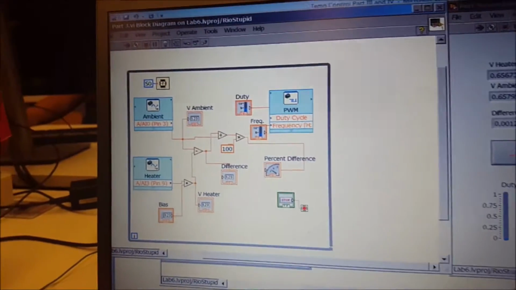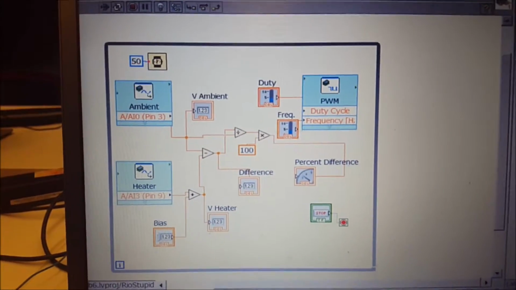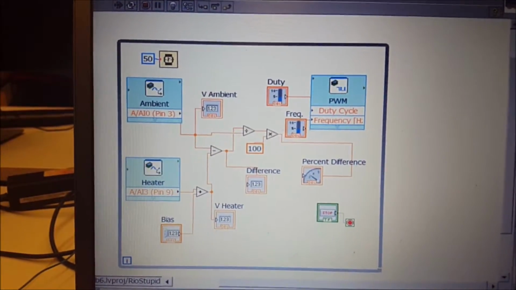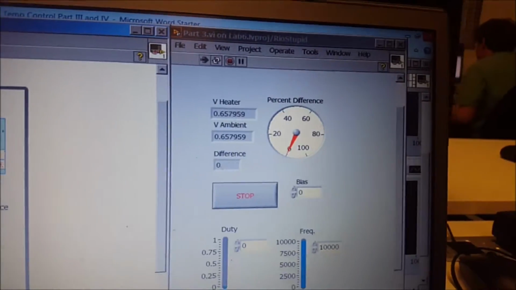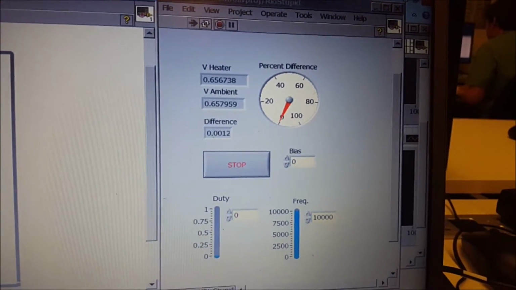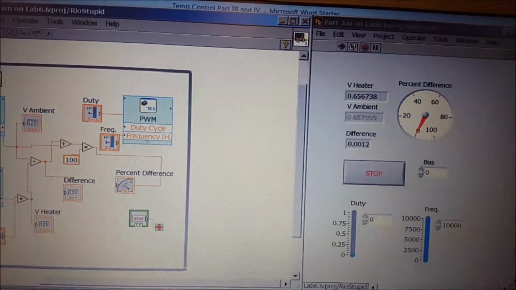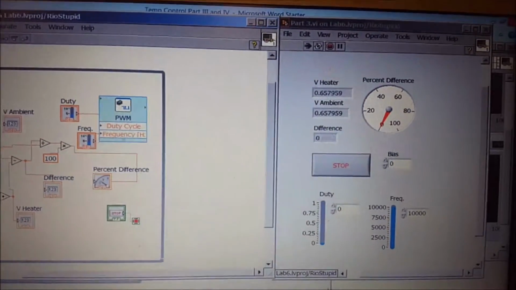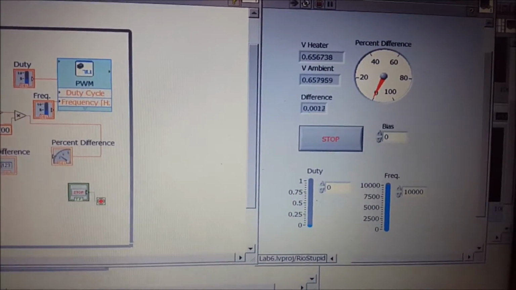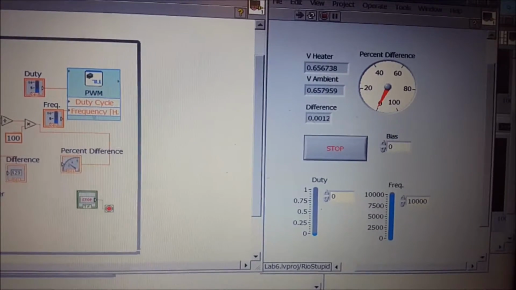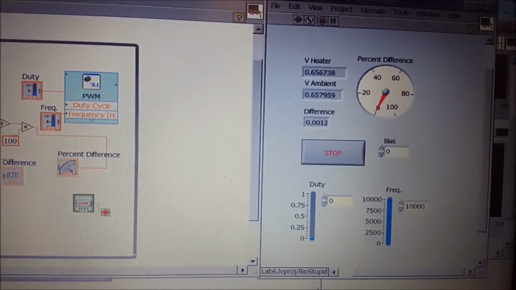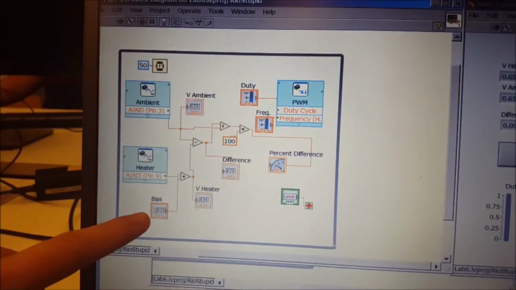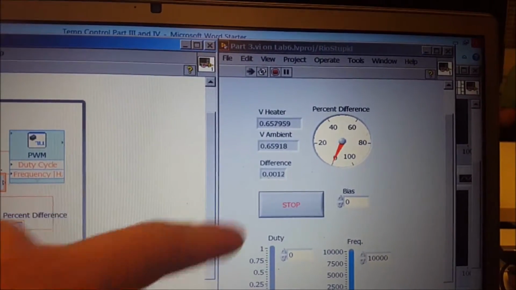Over here, I'll be explaining how the ambient and heater transistors are being measured by MyRio as analog voltages. These voltages are being compared, and we're having the percent difference being output over here. And pulse width modulation will be put out as an analog signal, and that signal will trigger the heater to the duty cycle that we designate over here. It can be set from 0 to 1, 0 being off and 1 being full power. And we do have a small bias over here, but you can see the difference is very small, so we can almost neglect it.